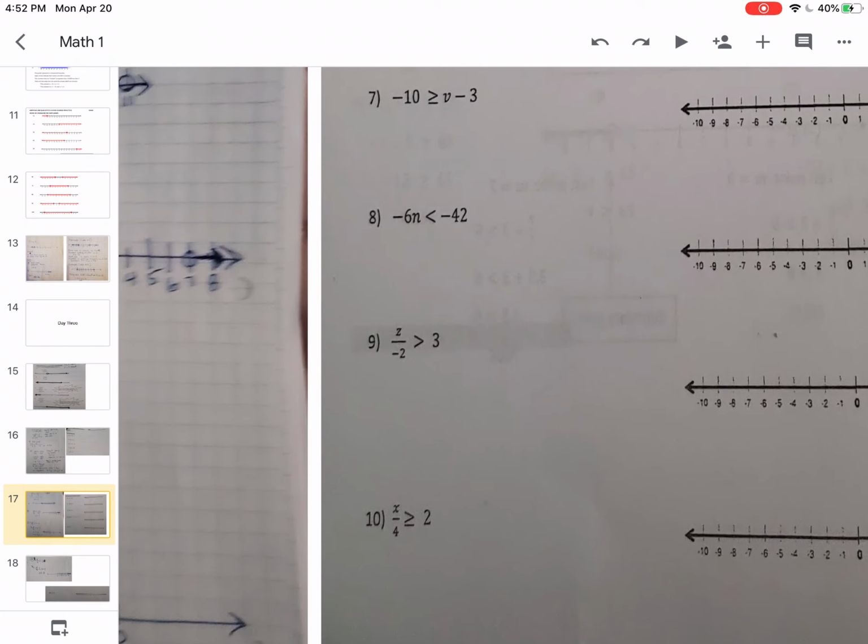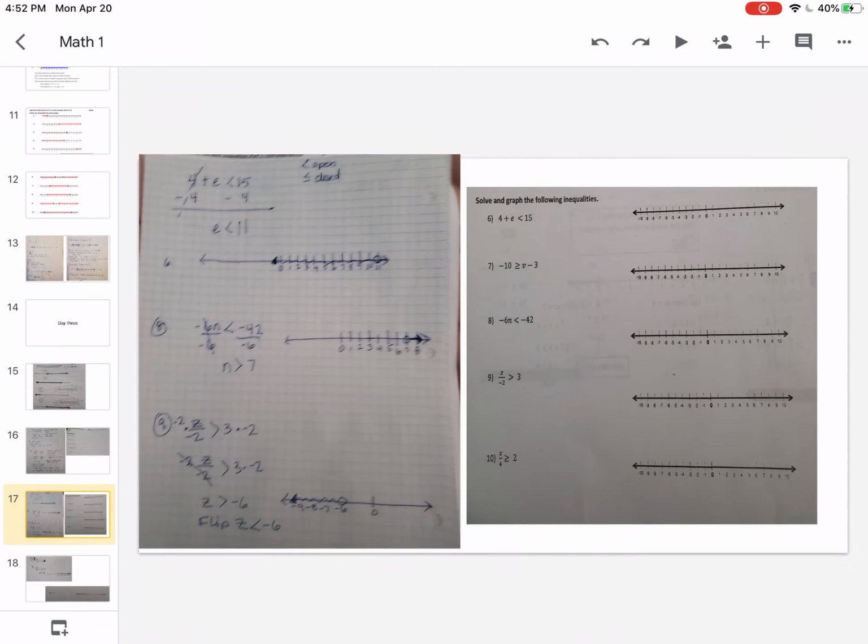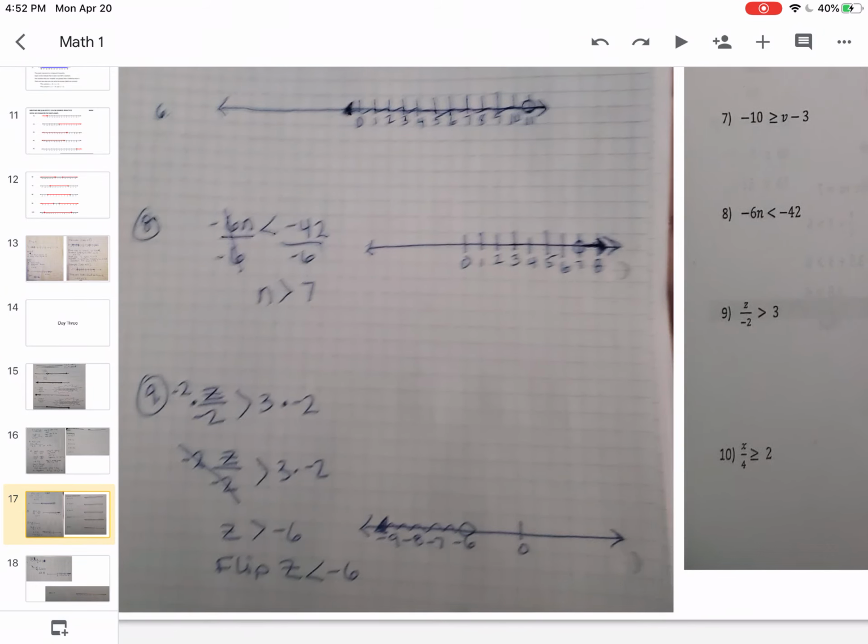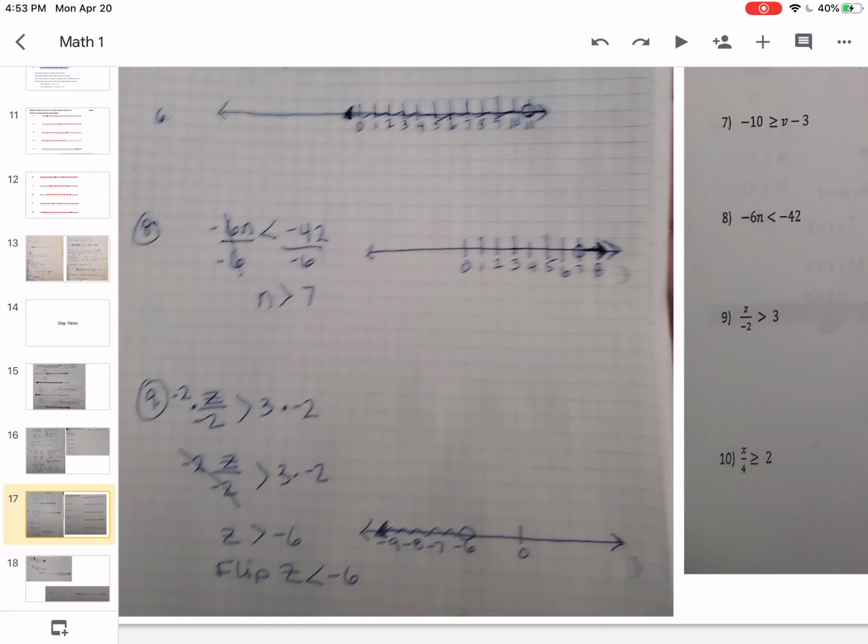Okay, so we have x, or no, that's a z. Z over -2 is greater than 3. So I want to get rid of that -2. So I multiplied both sides by -2. So those -2's cross out on that z side, leaving me with a z. Okay, and then on the other side I have 3 times -2, so I get -6.